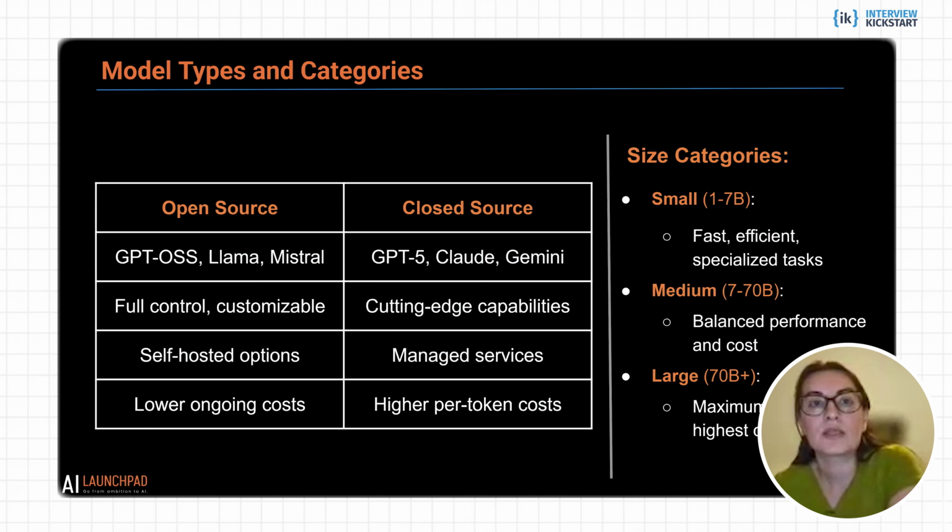With open source models, what really makes a model open source is that you will have access and you will have an understanding of what the weights are in the model, what data was used to train the model, and that's what really makes it open source.